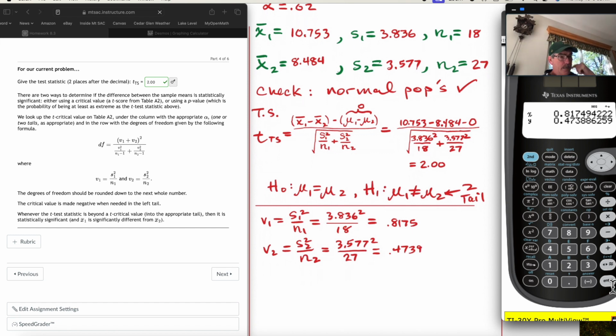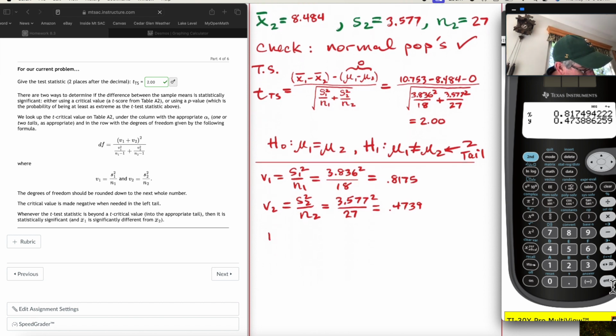Okay. And then the formula for the degrees of freedom is you do the V1 plus V2 squared over V1 squared divided by N1 minus 1 plus V2 squared over N2 minus 1. And then you just need to remember that V1 has X. So right above here I'll say that we pressed store into X. Just a little reminder, V1 is X, V2 is Y.